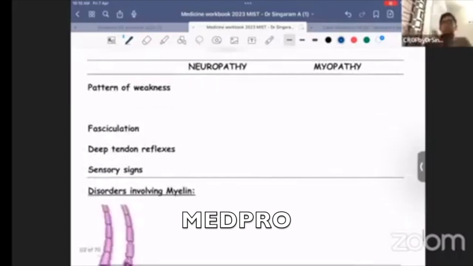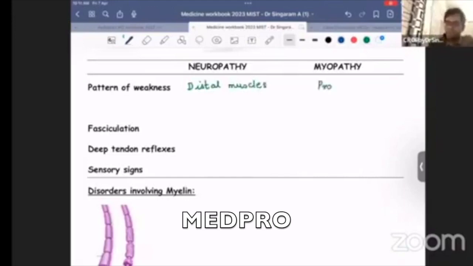In both neuropathy and myopathy, you will have weakness without any question. There will be weakness of the muscles. However, in neuropathy, it is the distal group of muscles which are more affected. You write it, I will explain it. In myopathy, the proximal group of muscles are more affected.